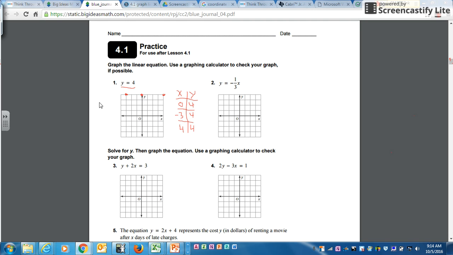And you'll notice y equals 4 is a horizontal line. And again, I'm drawing this with my mouse, so my line doesn't look very straight. You might want to use a ruler when you do yours.